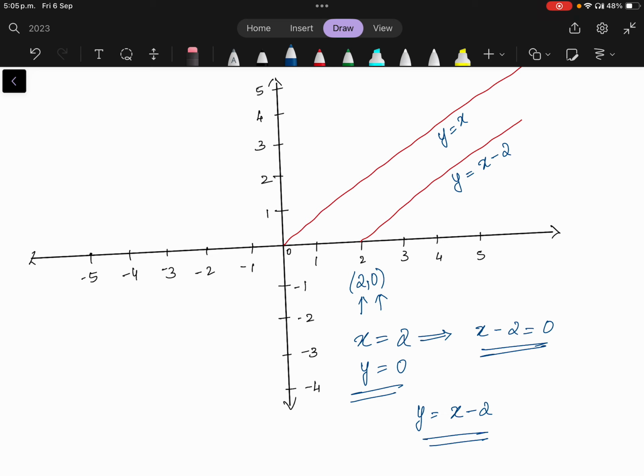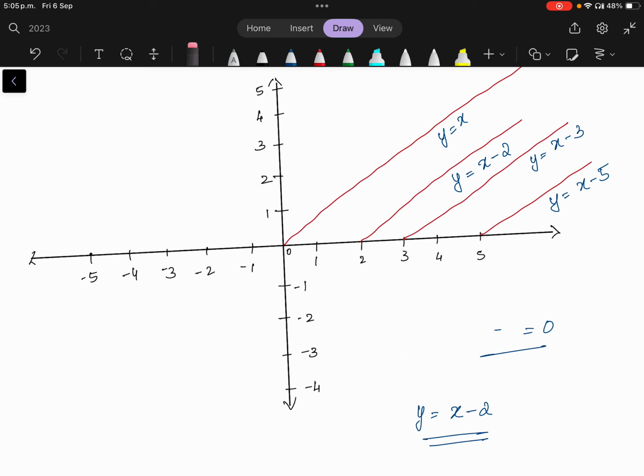Now what will be the line which is going from 3? It will be directly y is equal to x minus 3. What will be the one which is going from 5? It will be y is equal to x minus 5. So this is the base understanding of equations that you have to have.